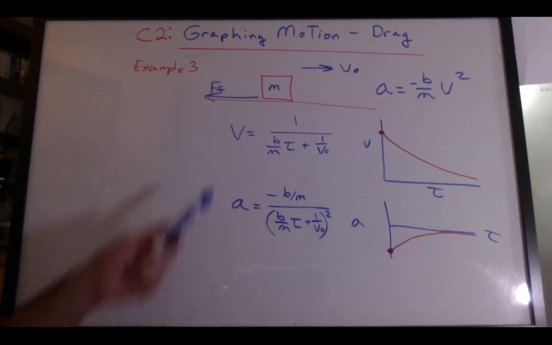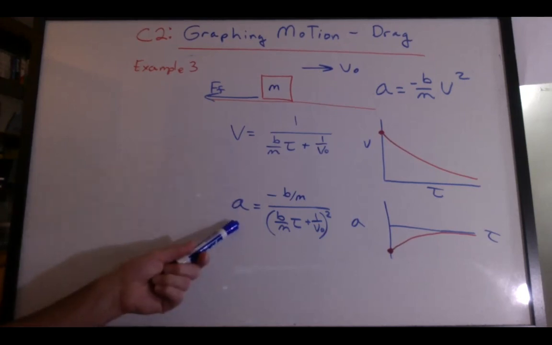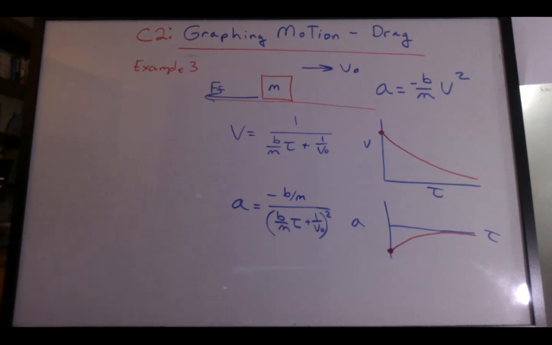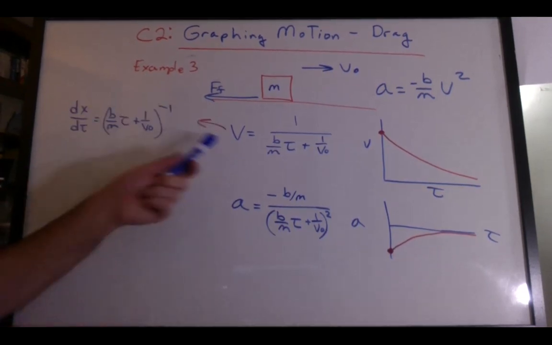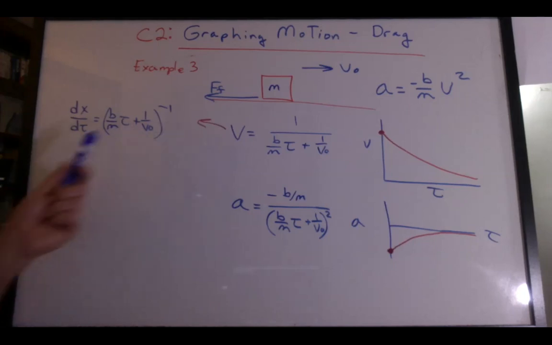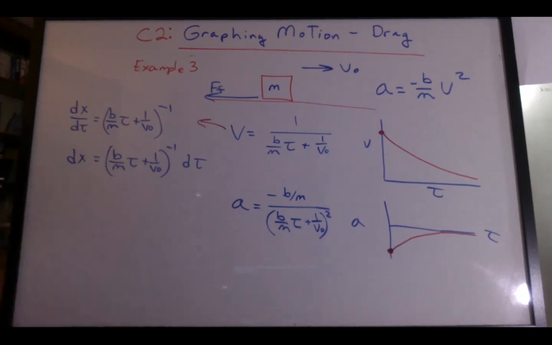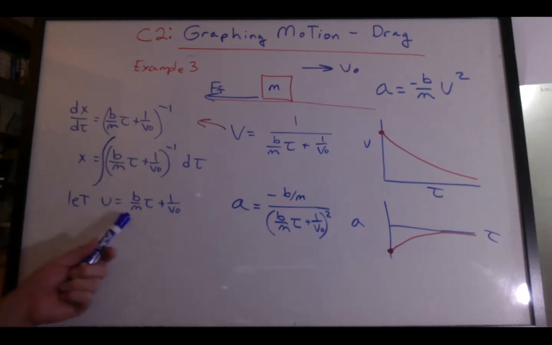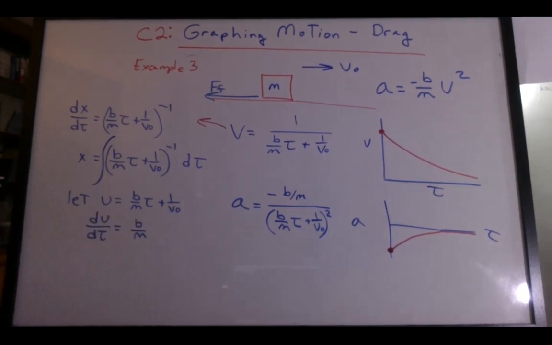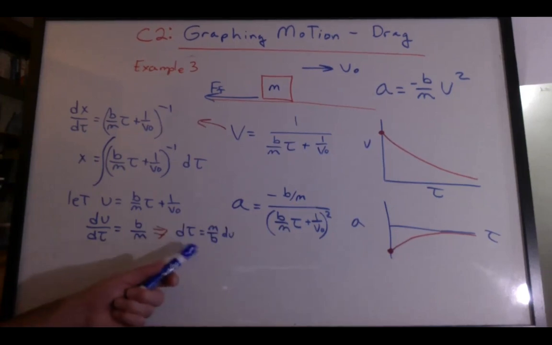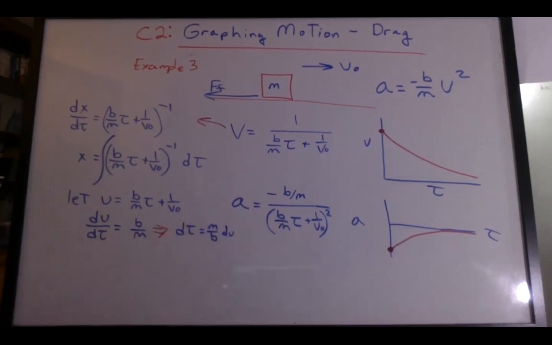So we now have our velocity equation, we have our acceleration equation, we need to get our position equation. We'll work with the integral of the velocity. So we break that up into dx over dt, bring the dt over, take the integral of both sides. We can then use u-du substitution. We'll say u is equal to b over m times t plus 1 over v naught. du dt is b over m, which allows me to say dt is equal to m over b du.